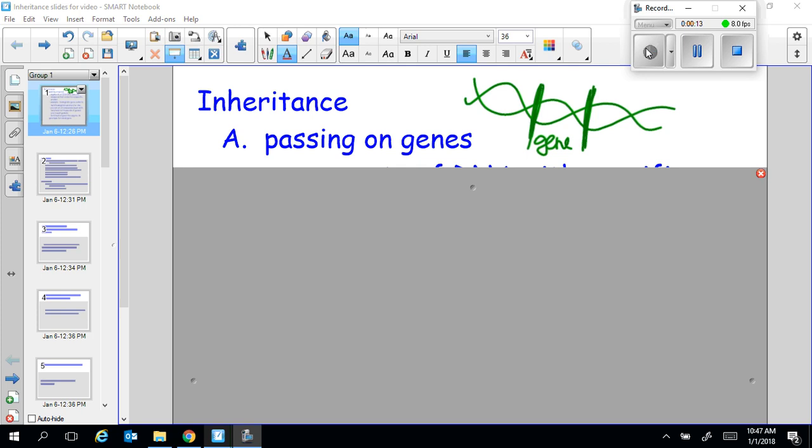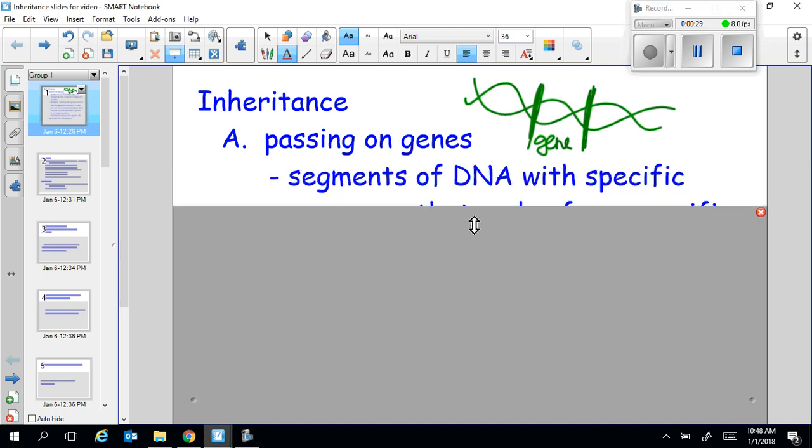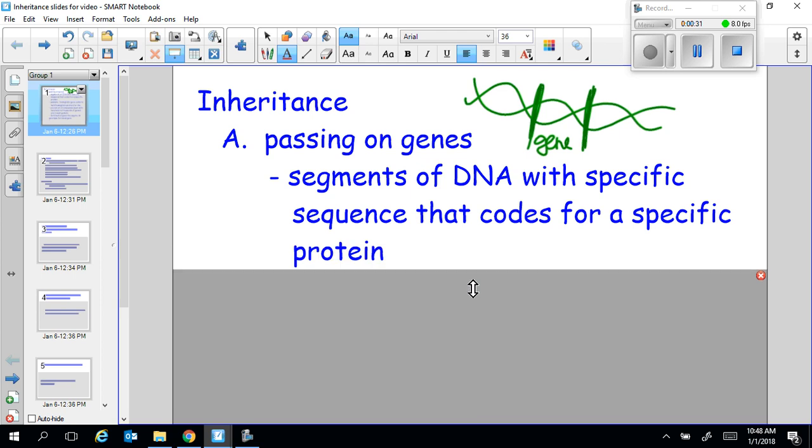So first of all, I want you to think of this piece of DNA right here. This is one chromosome. And within a chromosome, you could have hundreds to thousands of genes. A gene is just one segment of DNA that codes for one specific protein. So, a segment of DNA with a specific sequence that codes for a specific protein.